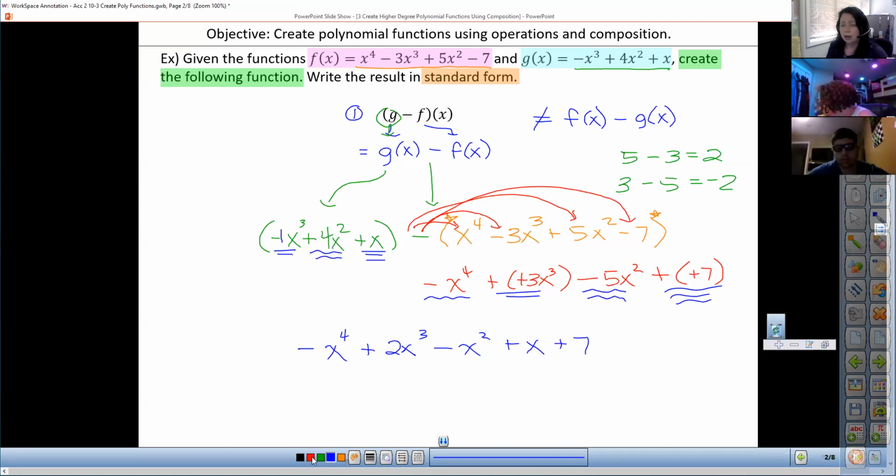Now, are you listening very carefully? Because what's coming up is super important. Here's where I see a lot of people go wrong. They think that this is their answer. This is not your answer. Because what I'm looking at right now is an expression. And I'm supposed to create a function.